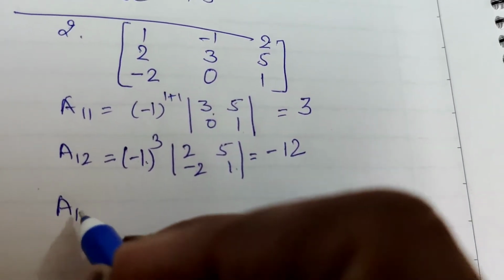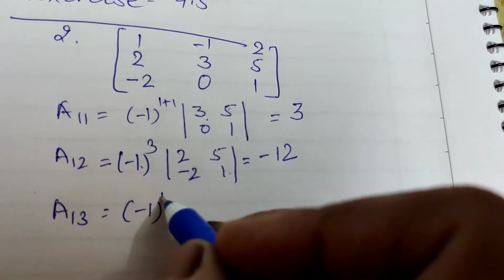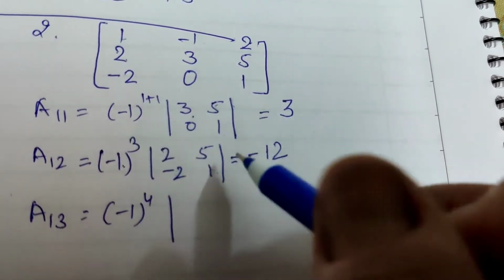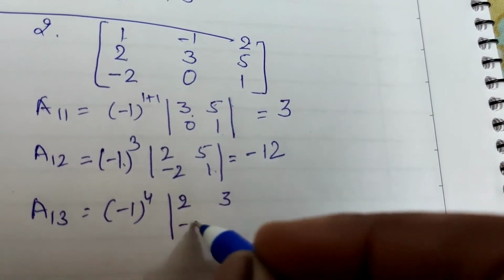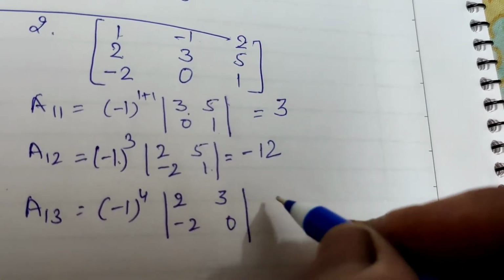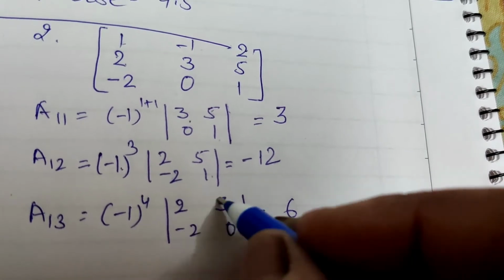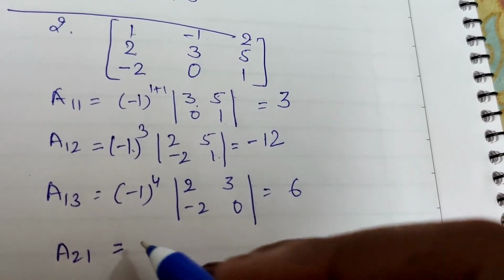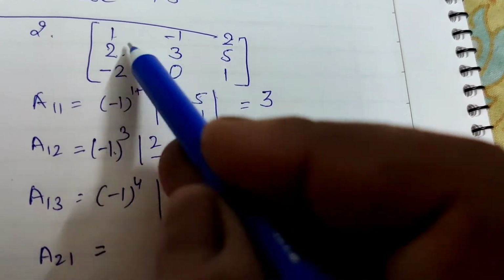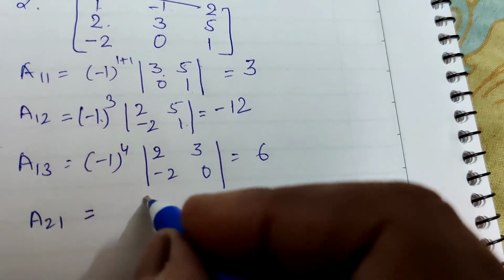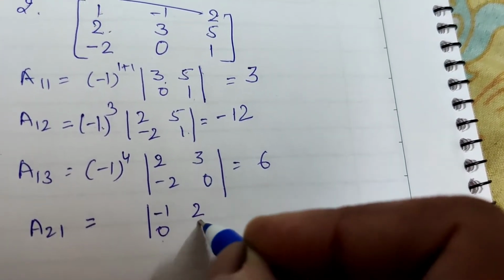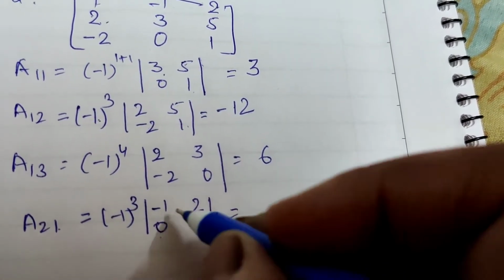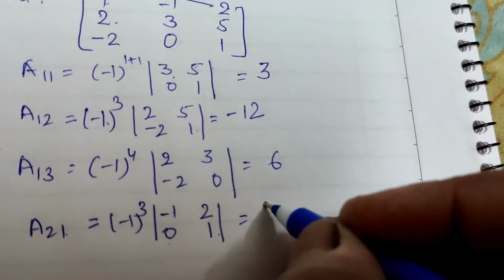Next, A13 means minus 1 raised to power 4, and the determinant of 2, 3, minus 2, 0. It is 0 plus 6, which is 6. Now A21: second row and first column, the matrix is minus 1, 2, 0, 1, and minus 1 raised to power 2 plus 1, which is 3. It is minus 1 and minus 1, so it is 1.